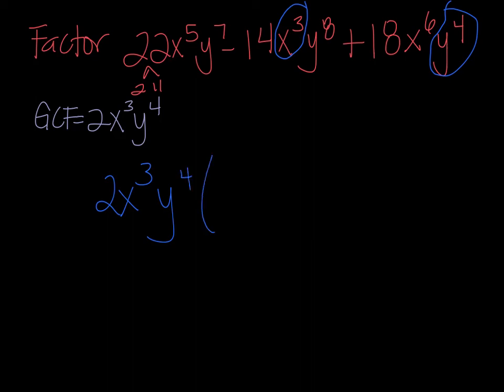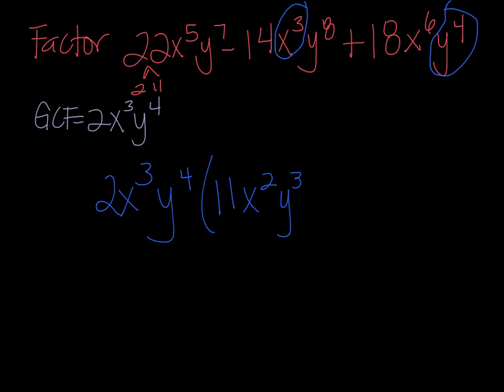And let's decide what I have left inside. So 22. I know that 2 times 11 equals 22. So my coefficient is going to be 11. And let's look at my variable. I have x to the 3rd, but I need x to the 5th. So I need x squared, because with a power of 3 and a power of 2, I'm going to add my exponents. So 3 plus 2 gives me 5. And I need y to the 7th. So I have y to the 4th on the outside, so I need y to the 3rd on the inside for this first term.